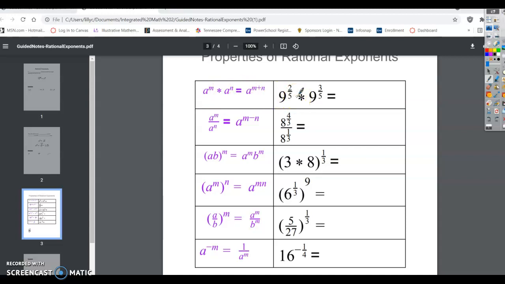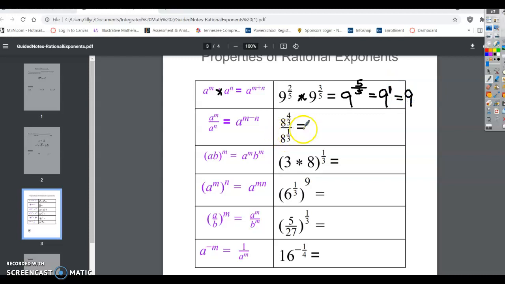So here, I don't know why they're using this funny symbol for multiplication, but that's supposed to be multiplication. Let's change that. All right, so same base, we keep the base, and we add the exponents. Since these have a common denominator, we just add the numerators and keep the denominator. Since 5 over 5 equals 1, that's just 9 to the first power, which equals 9.